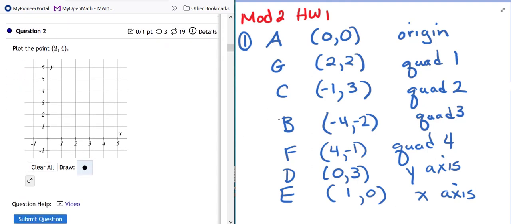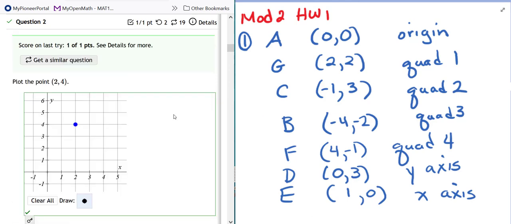All right, and then they have a few where they just have you plot. Just remember when you plot, start at 0, 0, move your X first and your Y second. So you will click the point, and this is 2, 4. So I'll hold my mouse so you can see. Start at 0, 0, move over 2. Don't make a point until you're done. Up 4, click, and that is all there is to it.